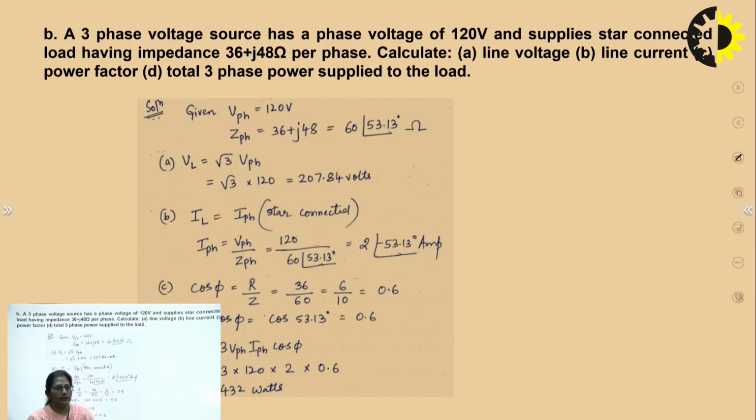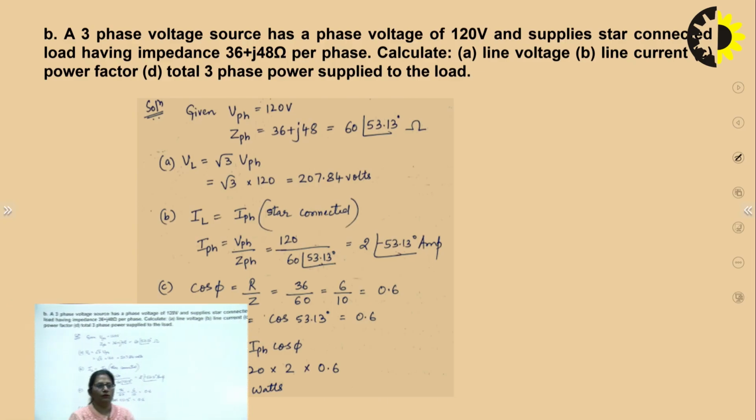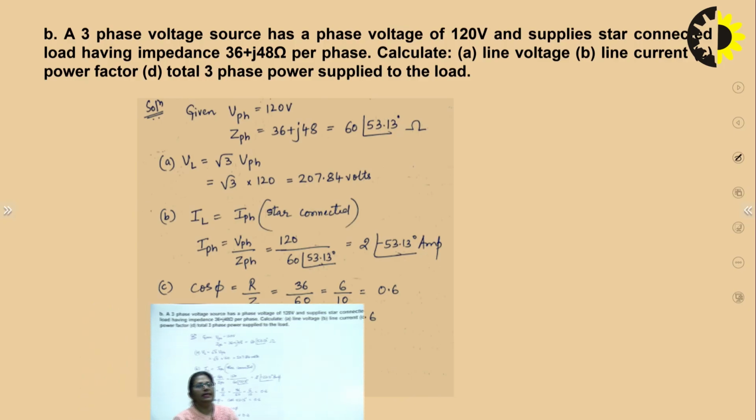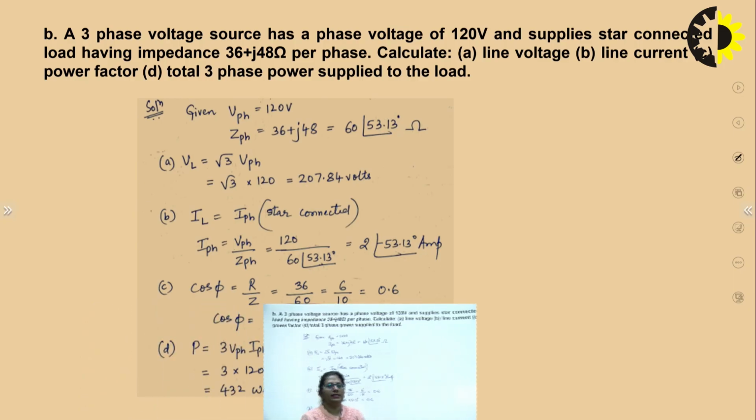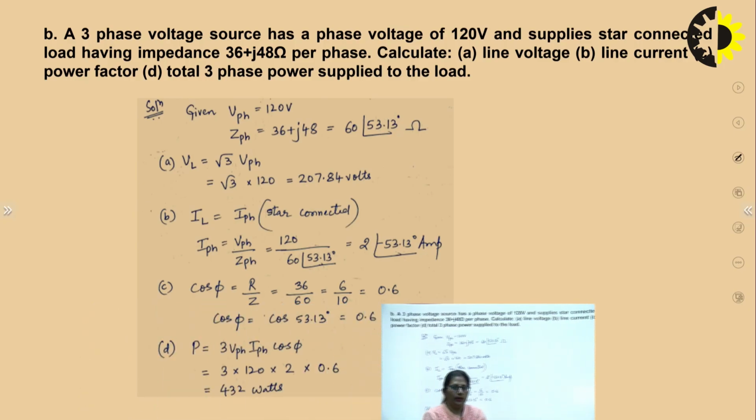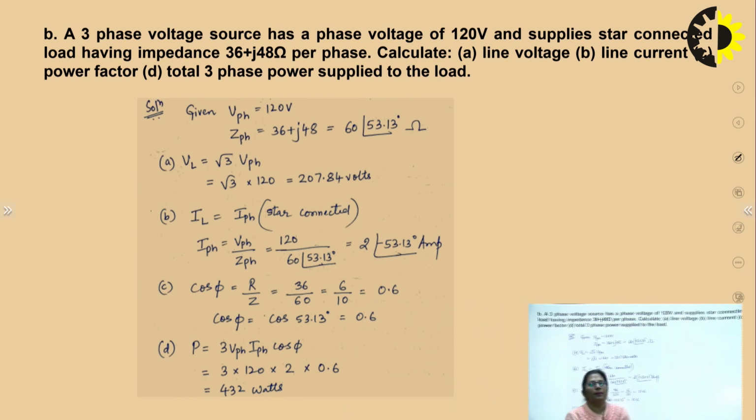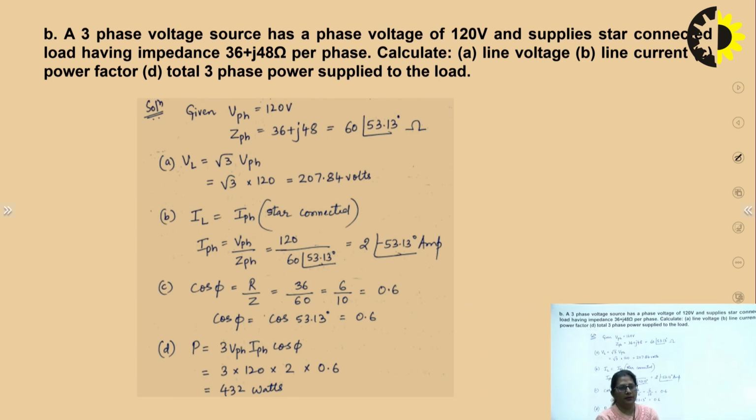Going with the next question, question 4: a three-phase voltage source has a phase voltage of 120 volts and supplies a star-connected load having impedance of 36 + j48 ohms per phase. Calculate the line voltage, the line current, the power factor, and the total three-phase power supplied to the load.